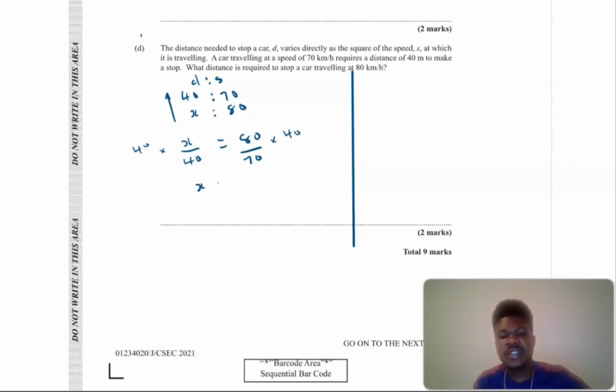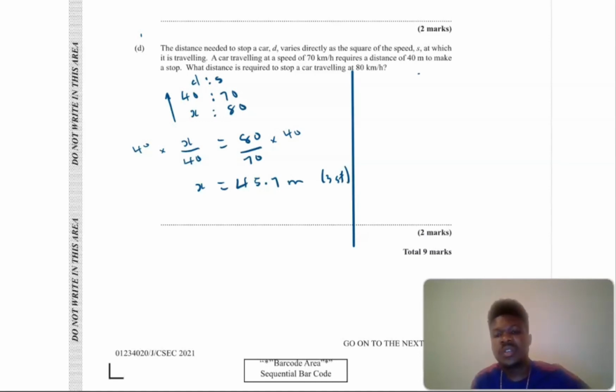So therefore x is equal to 80 times 40 divided by 70, and it's 45.7 meters to 3 significant figures, 3SF.